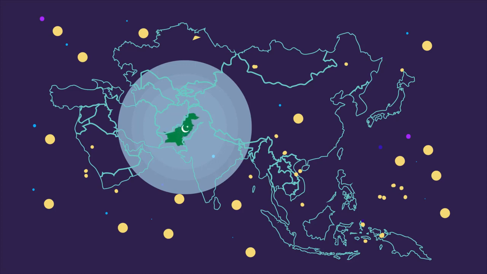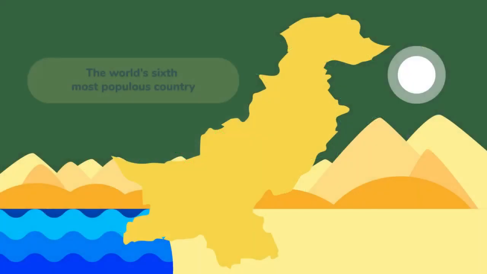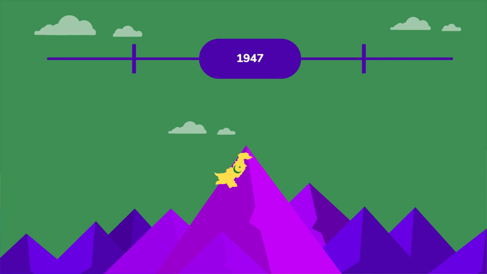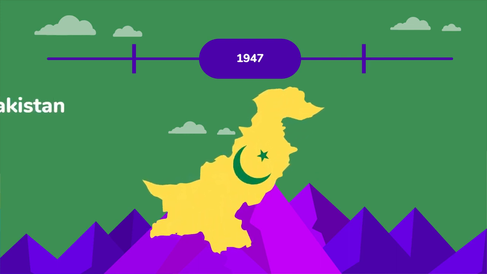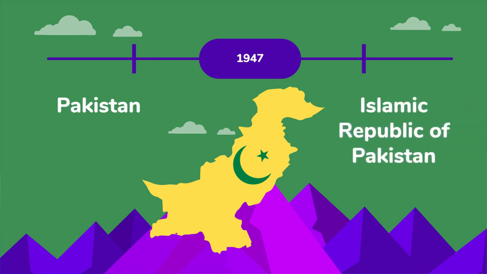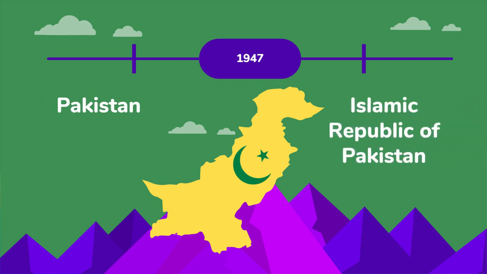Pakistan is a country in South Asia. It's the world's sixth most populous country. The history of Pakistan is divided into two stages: before 1947 in the name of Pakistan and after 1947 in the name of Islamic Republic of Pakistan, when the country gained independence from Great Britain.